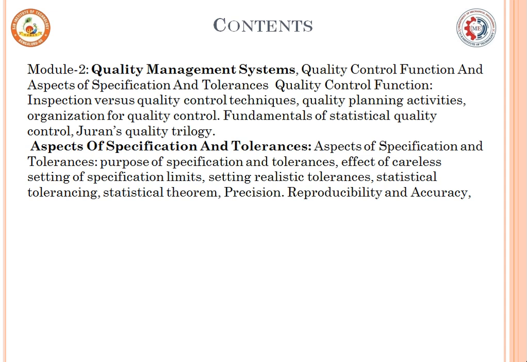In the second part of the second module, aspects of specifications and tolerance, we will learn about the purpose of specification and tolerance, effect of careless setting of specification limits, setting realistic tolerance, statistical tolerancing, statistical theorem, precision, reproducibility and accuracy. We will be discussing these contents.